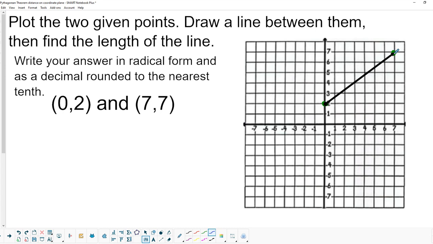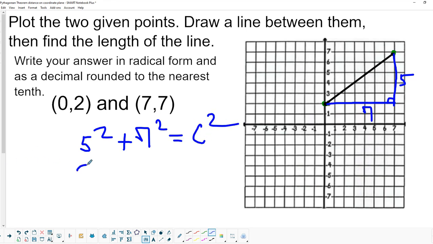And then to find the other part, we make this right triangle with our right angle right there. And then up the right side, we have 1, 2, 3, 4, 5. And across the bottom, we have 1, 2, 3, 4, 5, 6, 7. So a squared, 5 squared, plus 7 squared equals c squared. So we have 25 plus 49, and that gives us a total of 74. And all of that equals c squared.